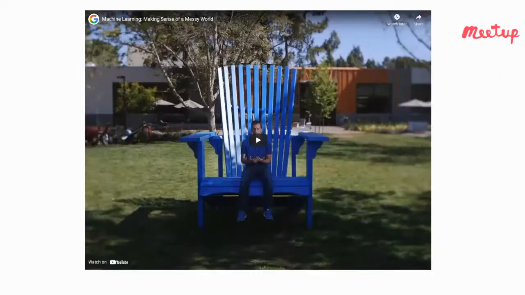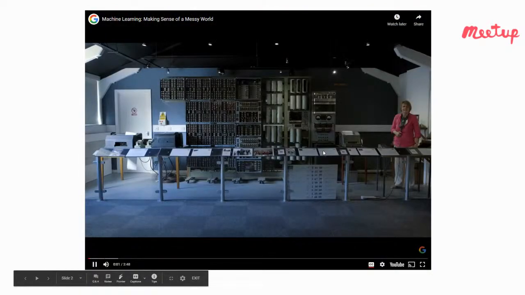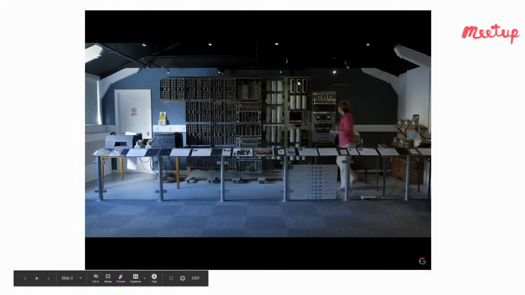So before I start with the main presentation, I'm going to show you a video by Google, just describing machine learning at a very high level.